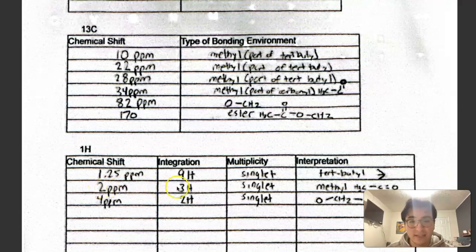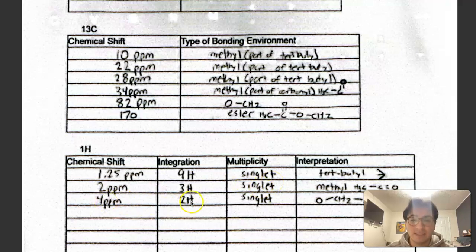At 2 ppm, we see integration of a 3, which is a methyl group, and it's also giving a singlet because this methyl is connected to the carbonyl side, and this carbonyl is connected to the O, making it the ester. Because this ester portion right here doesn't have a hydrogen connected to it, that gives it the singlet, because it's 0 hydrogens plus 1.